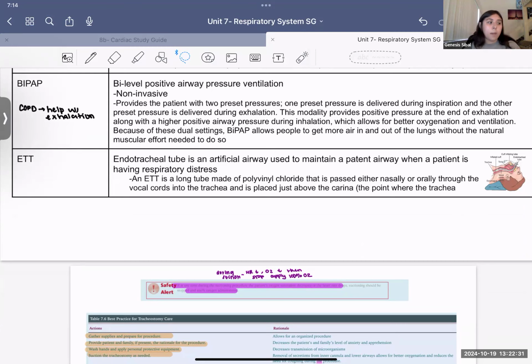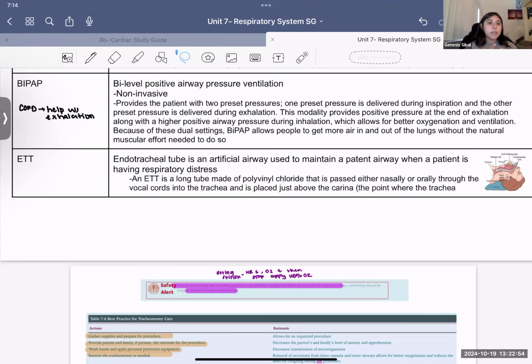So with a BiPAP, this is bi-level positive airway pressure. The difference is it has two different settings for when you're inhaling and when you're exhaling, right? So basically positive pressure at the end of exhalation along with higher positive airway pressure during inhalation, so better oxygenation. And this basically helps patients, especially when they need to exhale that CO2 off.